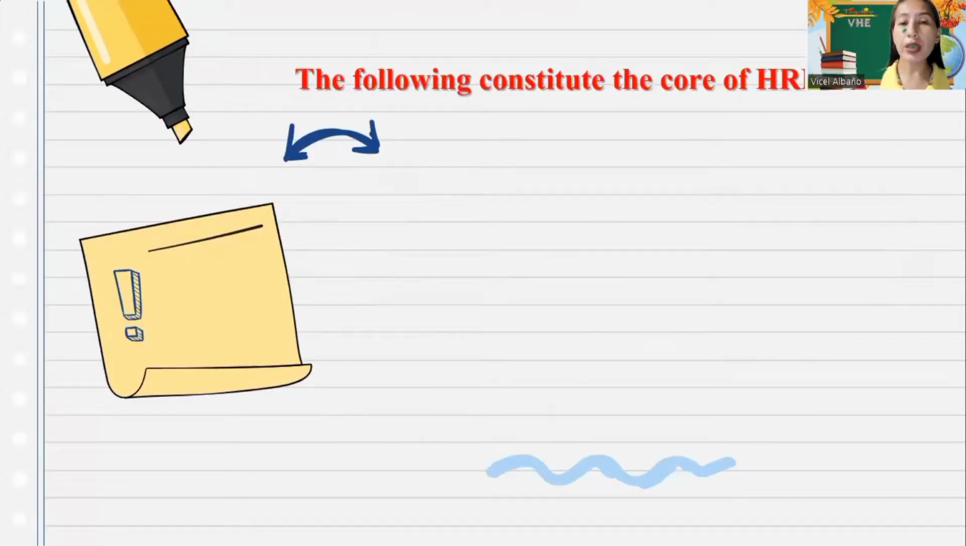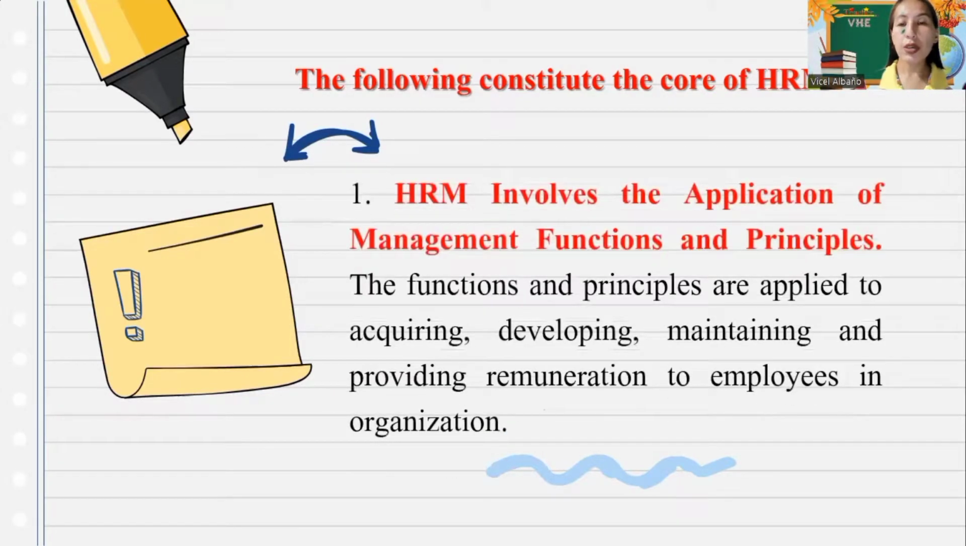Okay, the following constitute the core of HRM. First, HRM involves the application of management functions and principles. The functions and principles are applied to acquiring, developing, maintaining, and providing remuneration to employees in organization.